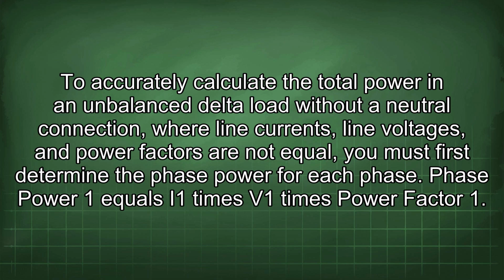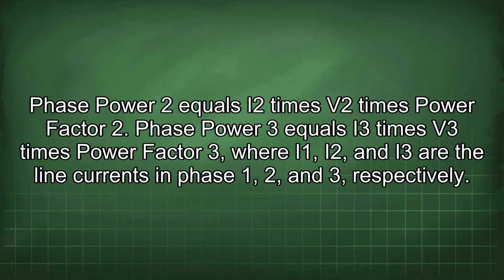Phase power 1 equals I1 times V1 times power factor 1. Phase power 2 equals I2 times V2 times power factor 2. Phase power 3 equals I3 times V3 times power factor 3, where I1, I2, and I3 are the line currents in phase 1, 2, and 3, respectively.